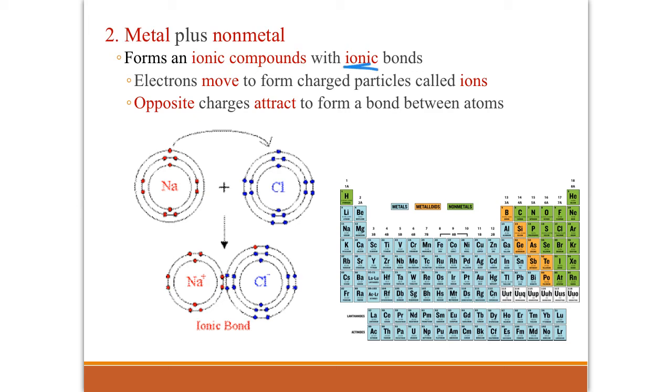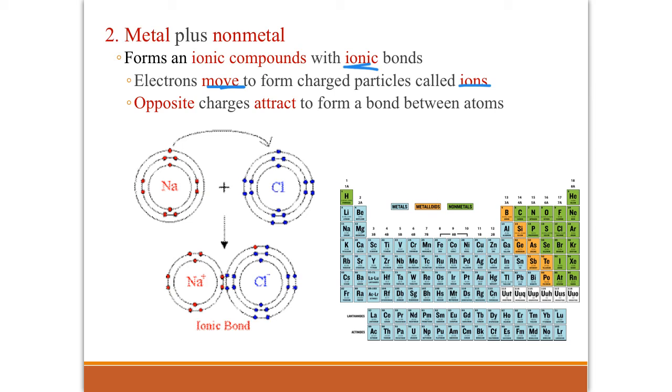And in ionic bonds, electrons actually move from one atom to the other. They leave one atom, taking away an electron to make that more positively charged, and they are added to the other atom to make it more negatively charged. And charged particles have their own name. They're called ions. And so ionic compounds contain ions, which are held together by ionic bonds.